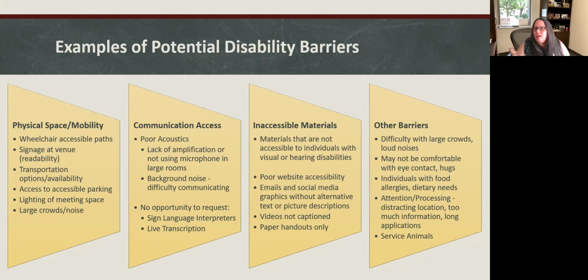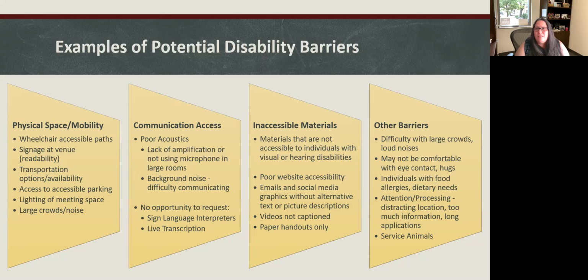Signage: when we're planning conferences for our national and state conferences, we're always trying to make sure that the signage is going to be useful for somebody with low vision, who might be blind. Are things well labeled so that people can find their way? Are they in good color contrast?